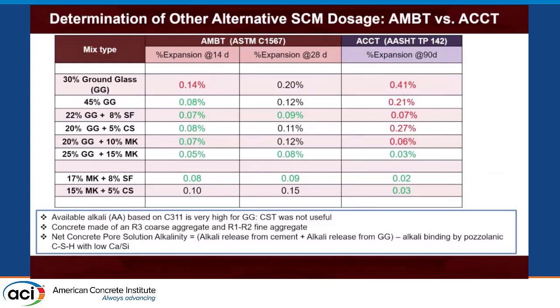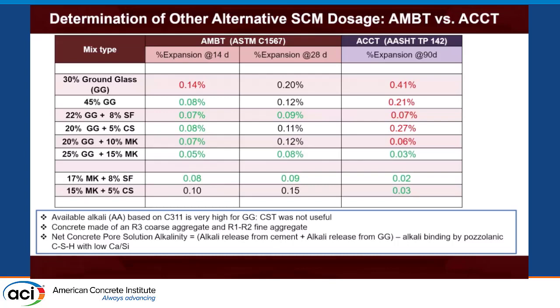Now, this is an important slide, ground glass. See the ground glass, 30% ground glass failed by 1567 and ACCT. 45% ground glass ACCT failed, but 1567, 14 days says pass, but 28 days, no. So ground glass alone is not sufficient to mitigate a highly reactive fine aggregate. Why? Because ground glass contributes soluble alkali in the pore solution. But see the ternary blend? If you want to use ground glass, the best way to use is ternary blend.